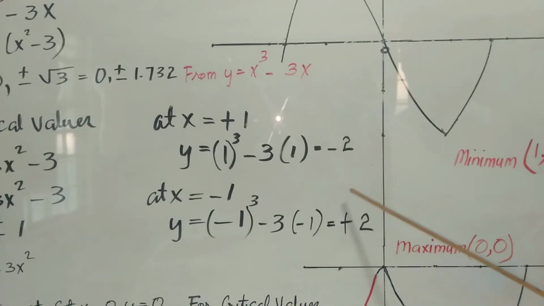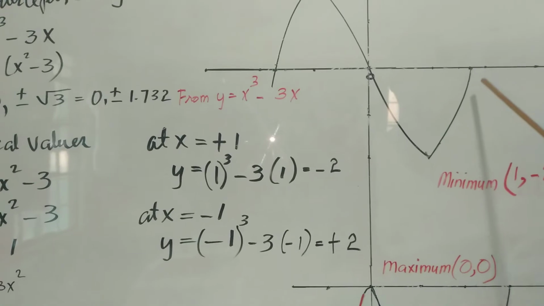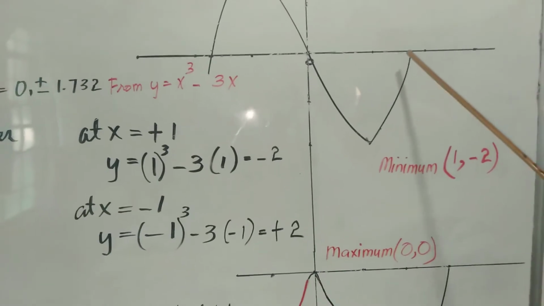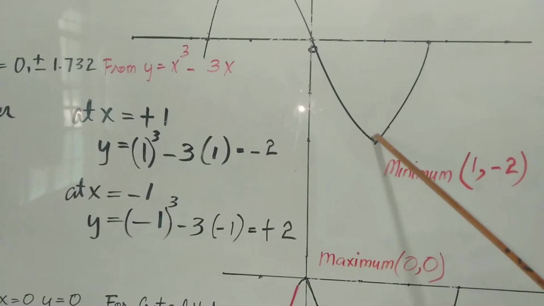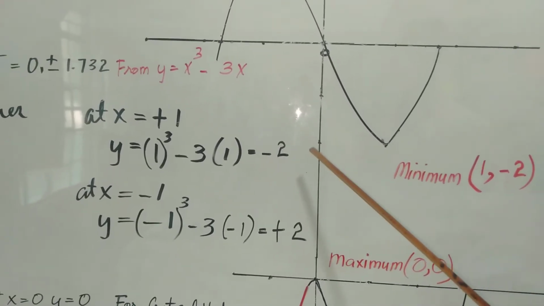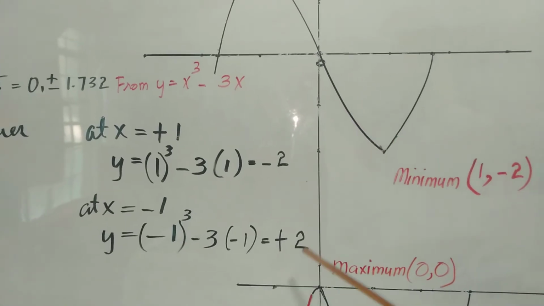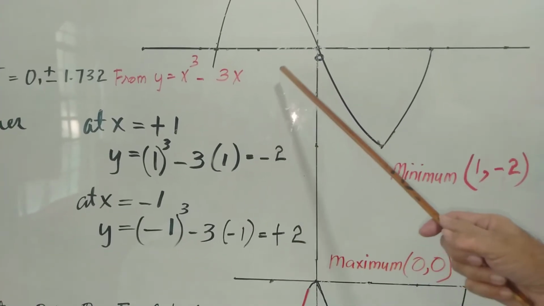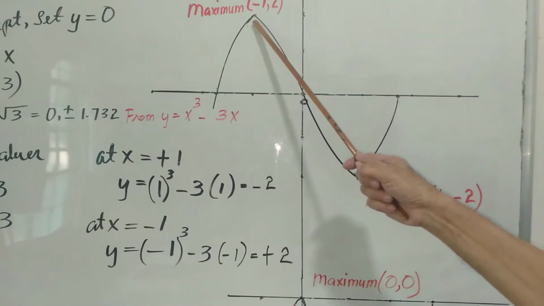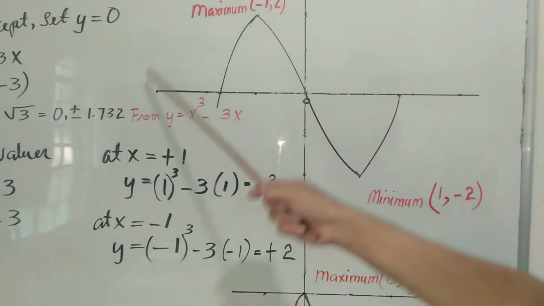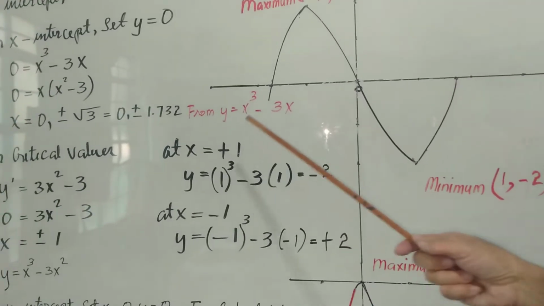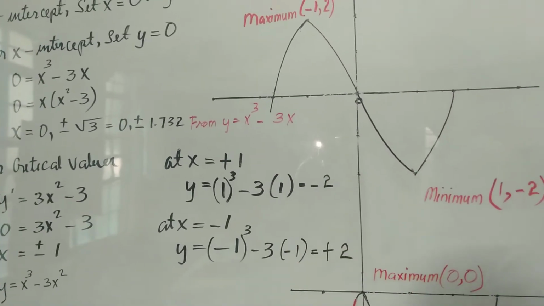The minimum is at x equal to 1 and y equal to negative 2. This will be the minimum value. And for the maximum, we have a maximum value at x equal to negative 1 and y equal to positive 2. So this will be our complete graph for this equation, y equals x cubed minus 3x.